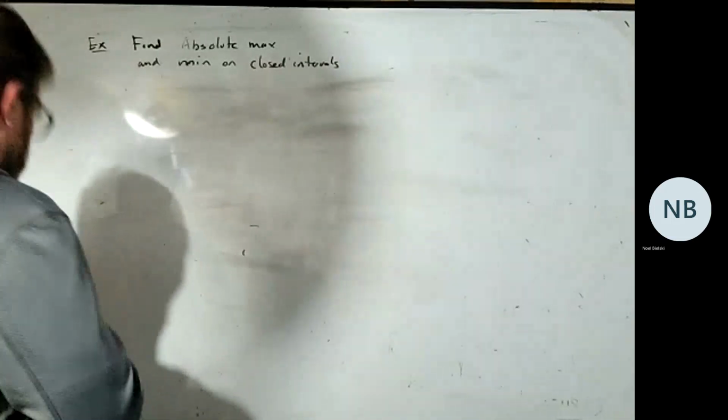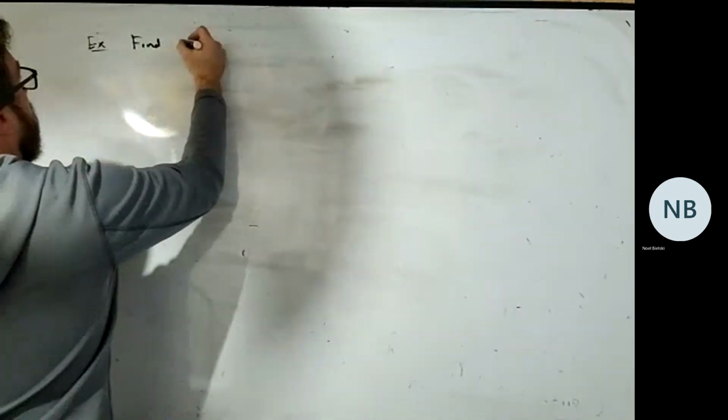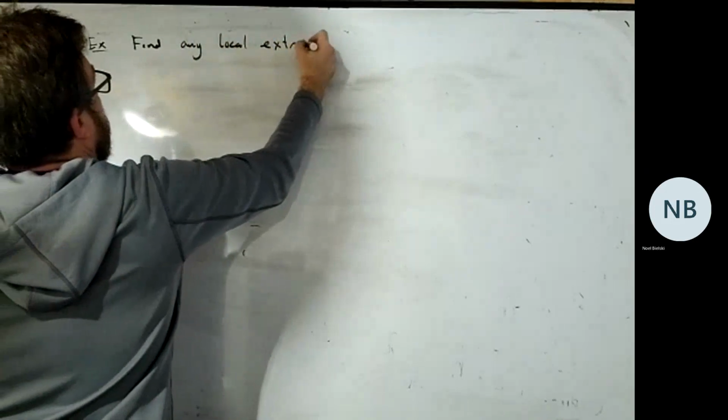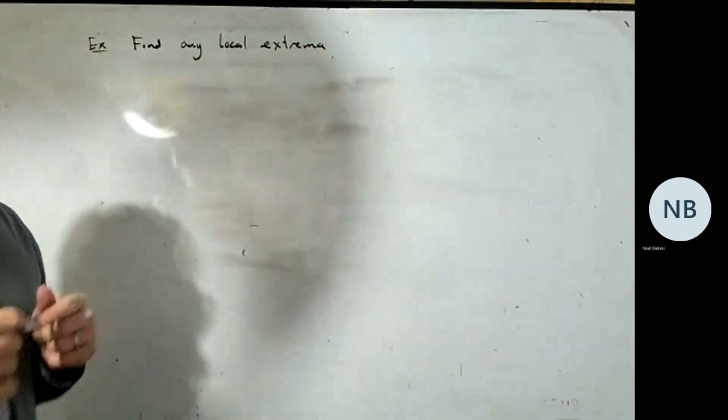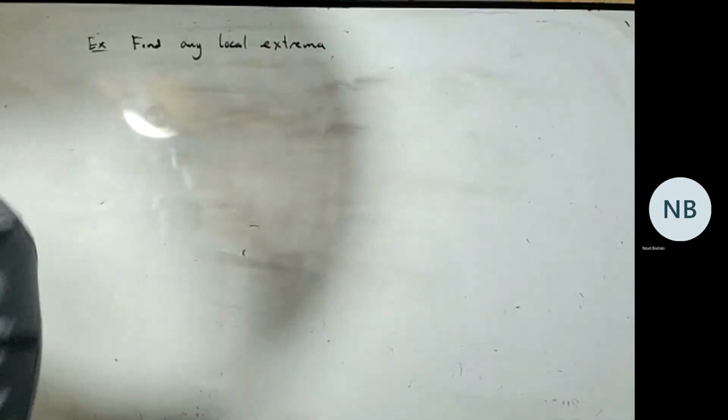So not absolute max and absolute min. We're going to find local max and local mins on open intervals. So find any local extrema, which is really the same thing as local max or local min. So this is one word to say mins or maxes. That's what I mean by extrema.